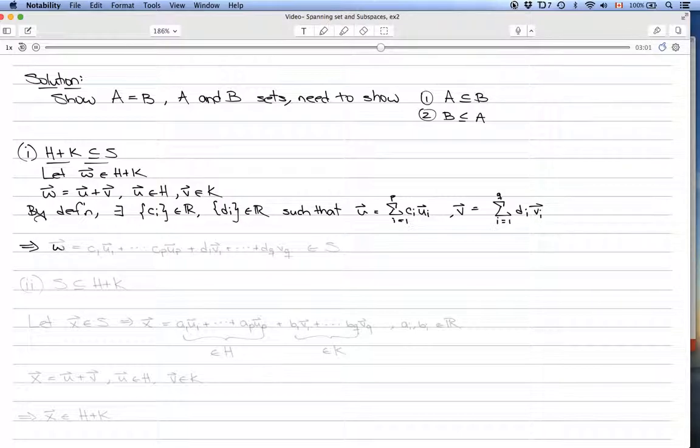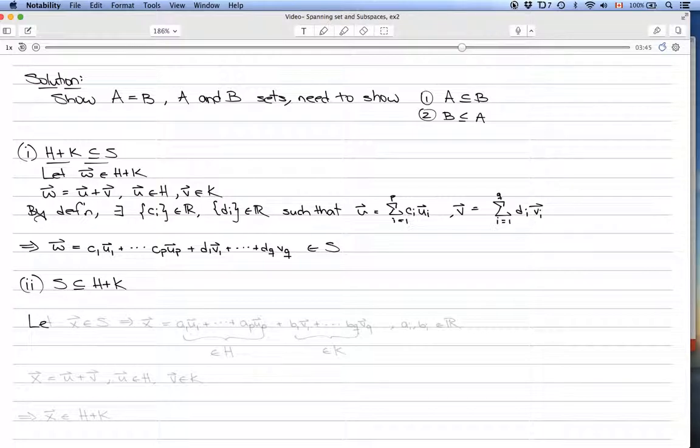Then just rewriting w, we get that w is equal to c1 u1 plus ... cp up plus d1 v1 plus ... dq vq. And this is precisely what it means to be in the span of the ui's and vi's, so that w is actually in S. So we've shown what we needed to show. Any vector w in H plus K is actually an element of S. Next, we need to show the other direction. We need to show that S is a subset of H plus K. So we do this in a similar manner.